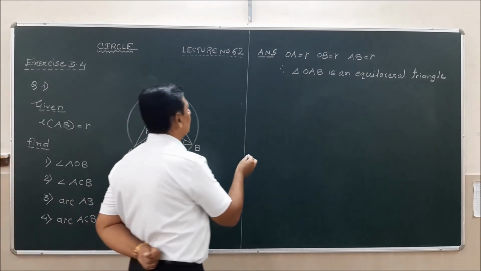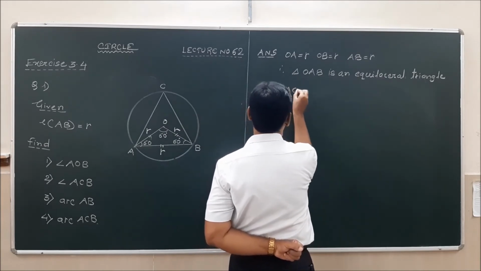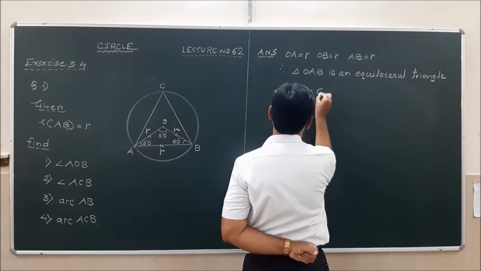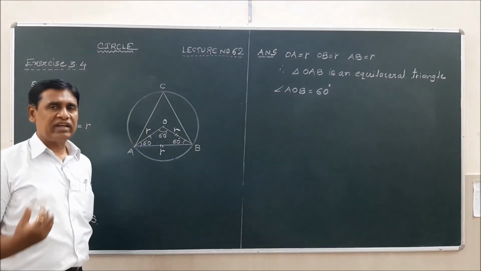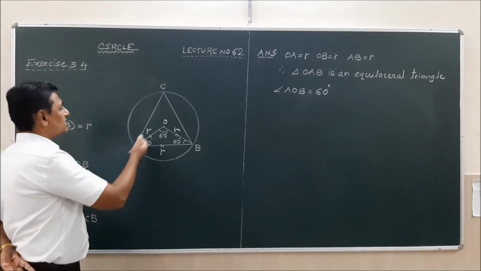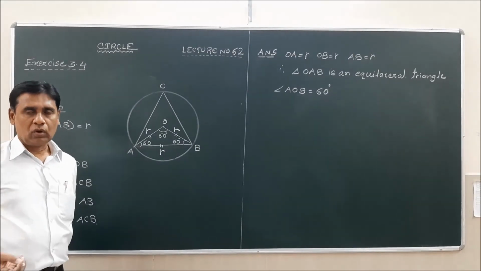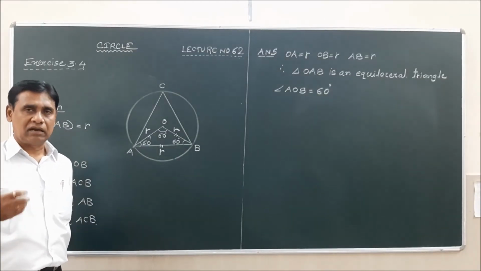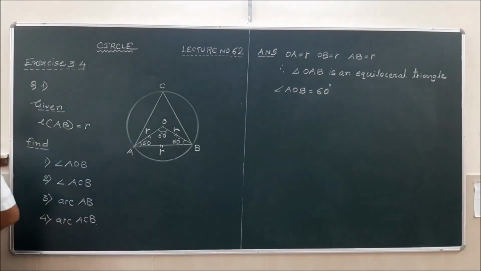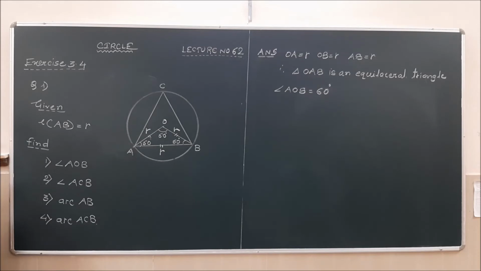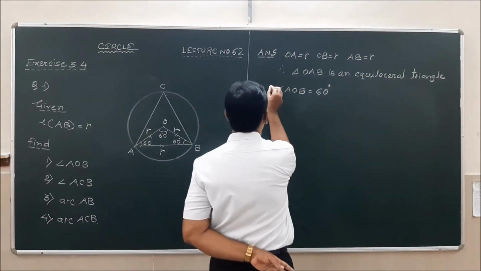So I write here angle AOB is equal to 60 degrees. Why is this 60 degrees? The reason is very simple. Because it is an angle of an equilateral triangle. And you all know, all angles of an equilateral triangle are always 60 degrees, or congruent. Okay. Now see the next thing. What do we have to find out? AOB only. So our first answer is there.